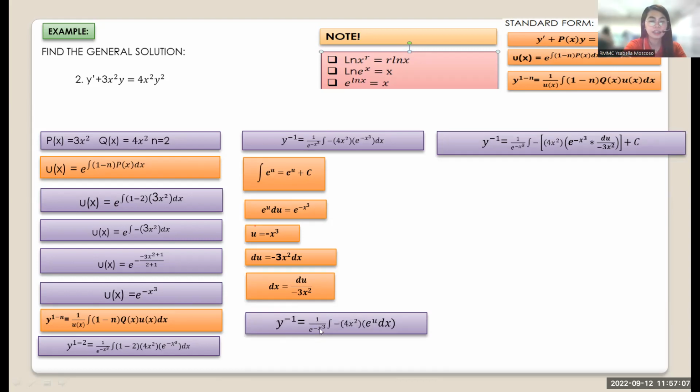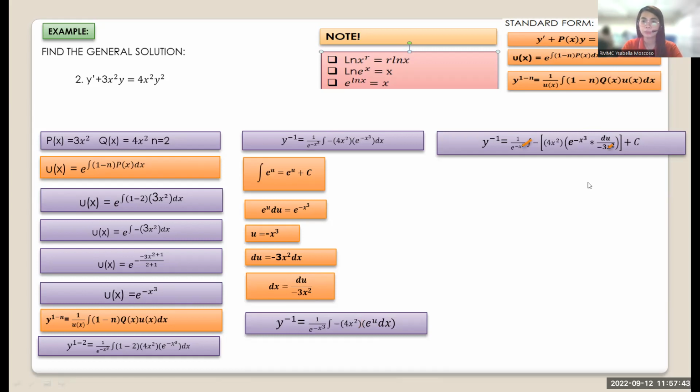Okay, so as you can see, I will just transpose the value of your e raised to negative x cubed and dx sa values na nakuha natin. So this is just the principle of your integral calculus ha. So you have your e to the u times the dx. So for the next equation, ano ba yung value ng e to the u ninyo? That is just basically e raised to negative x cubed. And what is the value of your dx based on na-solve natin kanina? That is equivalent to du over negative 3x squared. Okay? So let us try to simplify our equation.